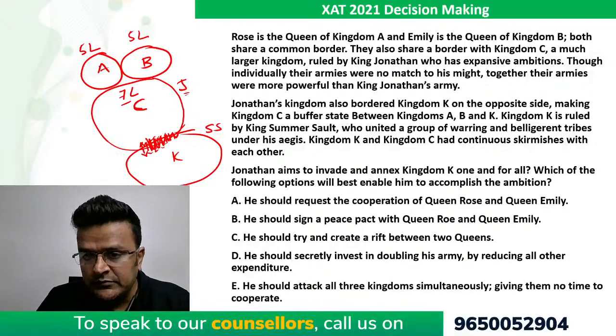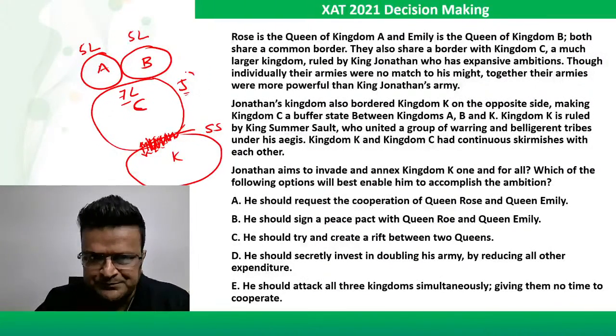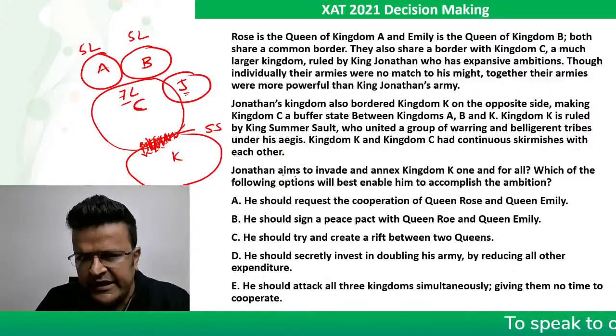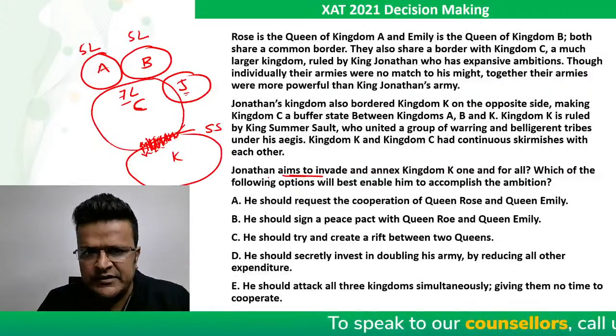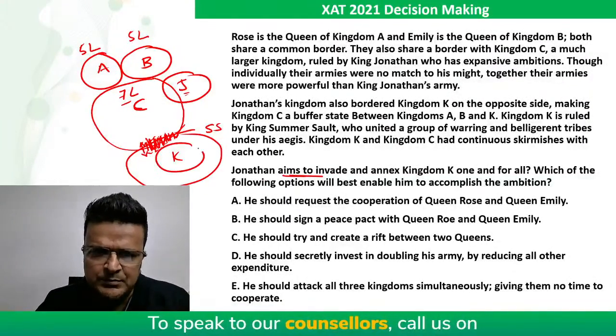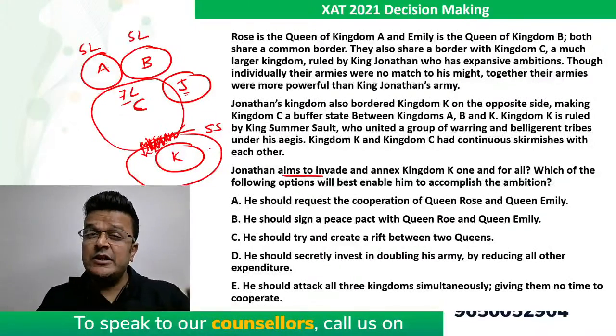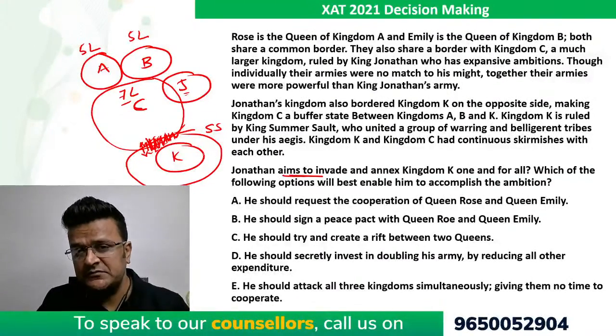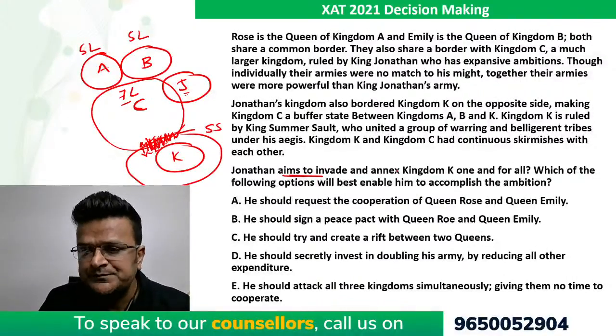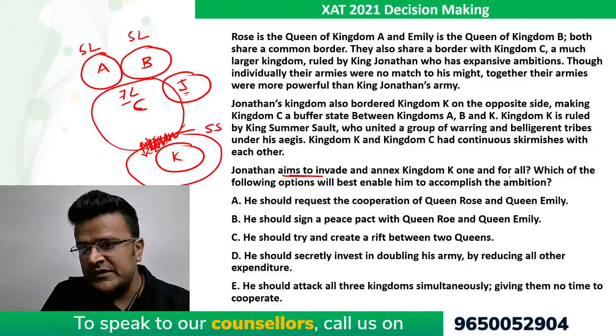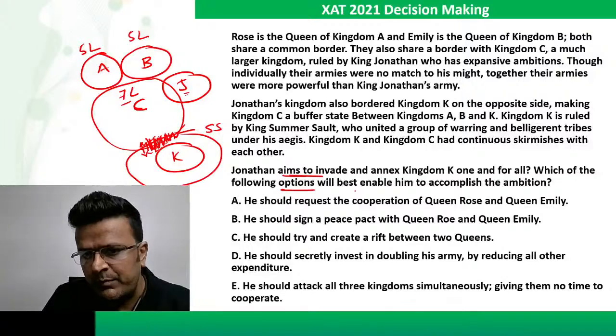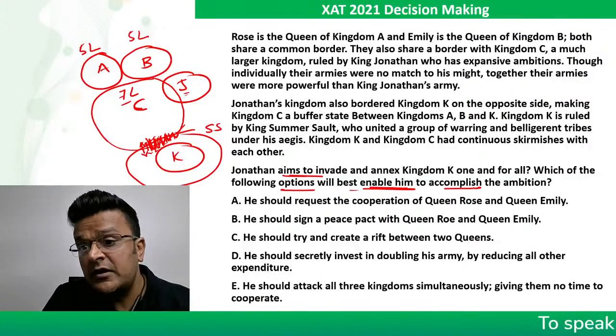Now, the question says Jonathan aims to invade and annex Kingdom K. Jonathan's plan is to grab K, annex it, and make it part of C. The question is, which of the following options will best enable him to accomplish the ambition?